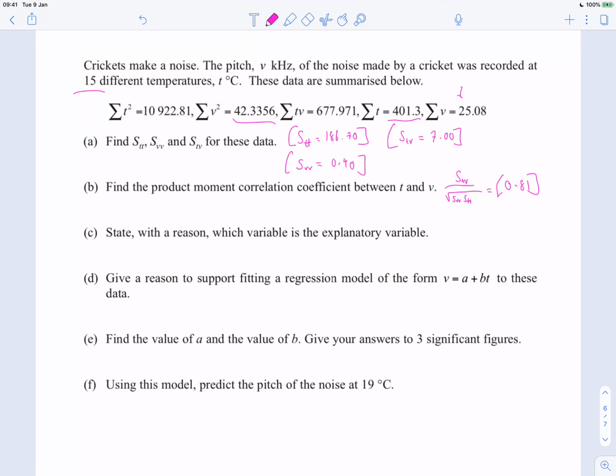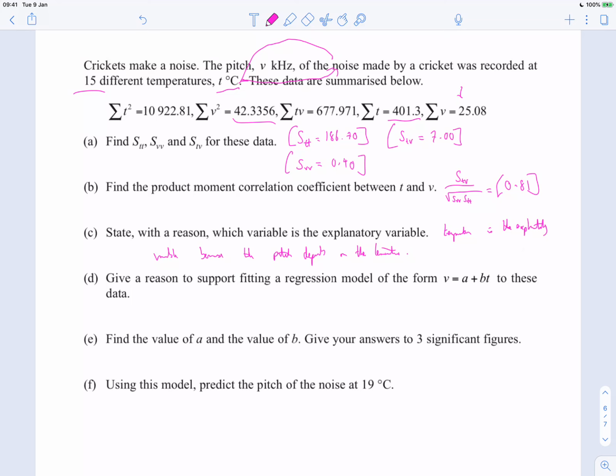State with reason which variable is the explanatory variable. Okay, the explanatory variable is the independent one. So the pitch and temperature. So do you think the temperature depends on the pitch, or do you think the pitch of these crickets depends on the temperature? I think the pitch depends on the temperature. So the temperature is the explanatory variable, because the pitch of the crickets depends on the temperature, not the other way around.